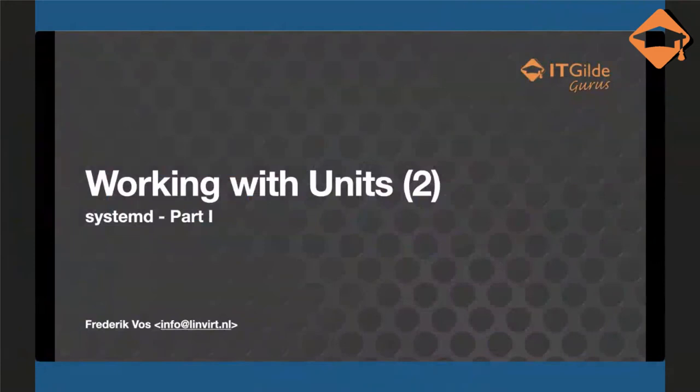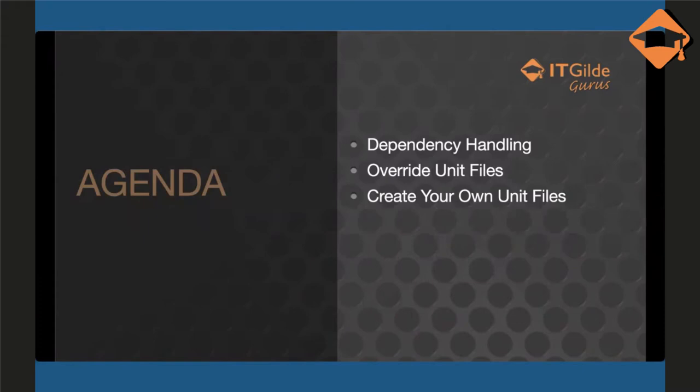For the break, we learned more about some of the unit file types that are available within systemd. And there are even some examples on the slides of existing unit files. So in this section, I will show you how to modify existing unit files and create your own. But before we're going to do that, we are going to talk about the way dependencies are handled in systemd.